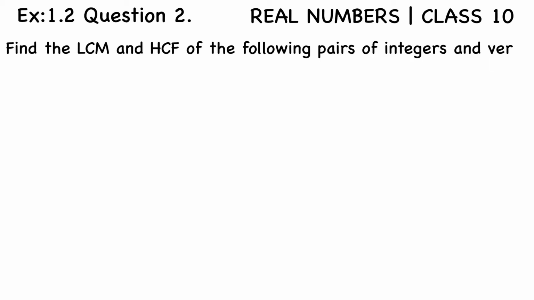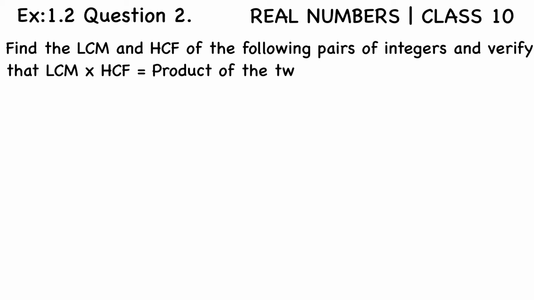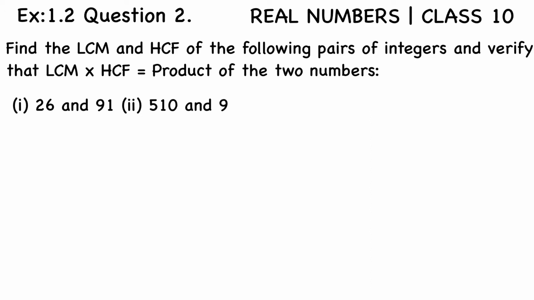So let's start with exercise 1.2, question 2. Find the LCM and HCF of the following pairs of integers and verify that LCM into HCF is equal to the product of the two numbers. This we have already learned. The first question is 26 and 91. First we have to find the LCM and HCF of 26 and 91.